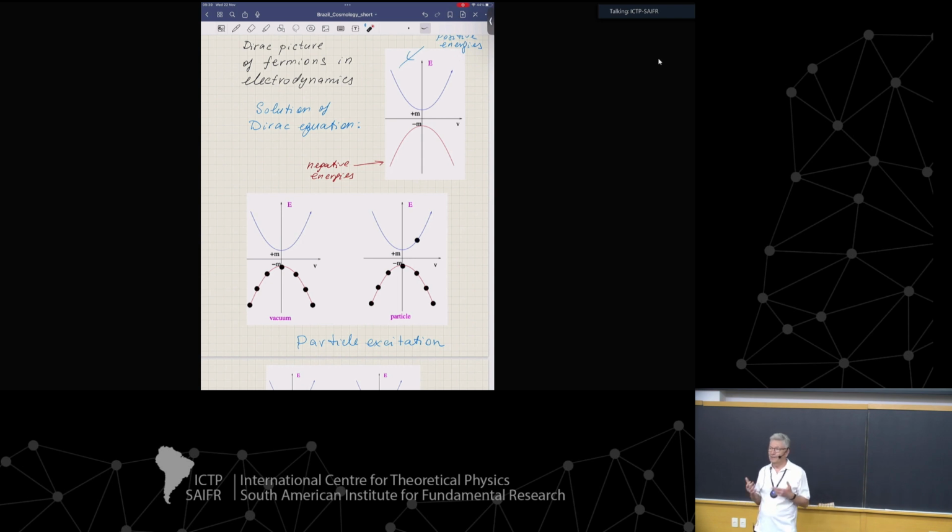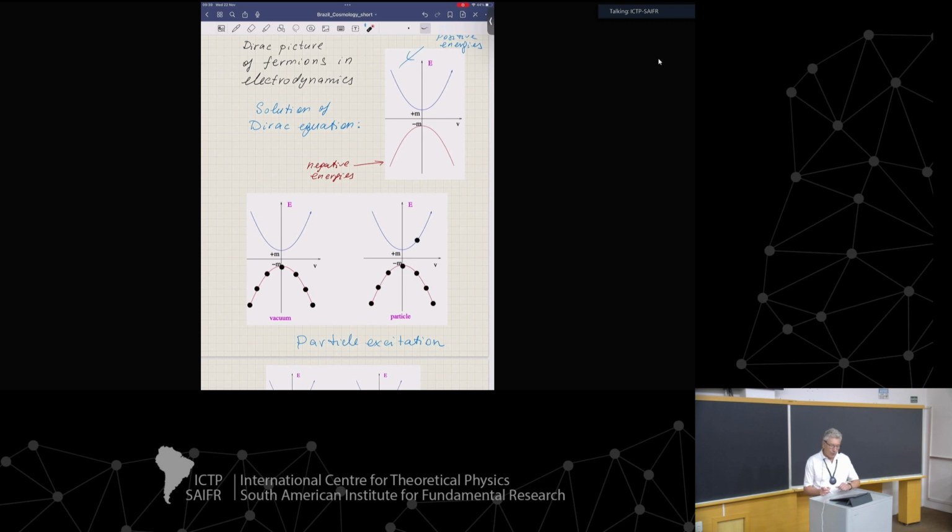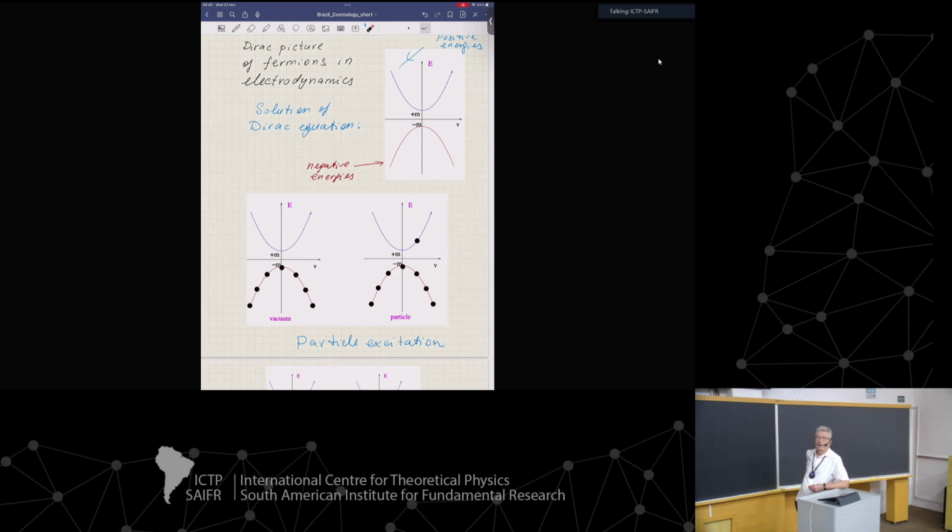But anyway, this is a qualitative picture which leads to correct results in condensed matter physics in many cases, and it's kind of important. And the picture was the following. So he said that, okay, fine, we have this negative branch, but we want to describe fermions, okay? And fermions obey the Pauli exclusion principle. And so let's construct our vacuum in the following way.